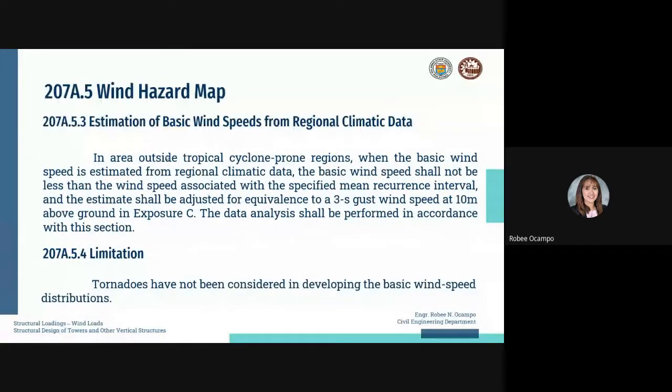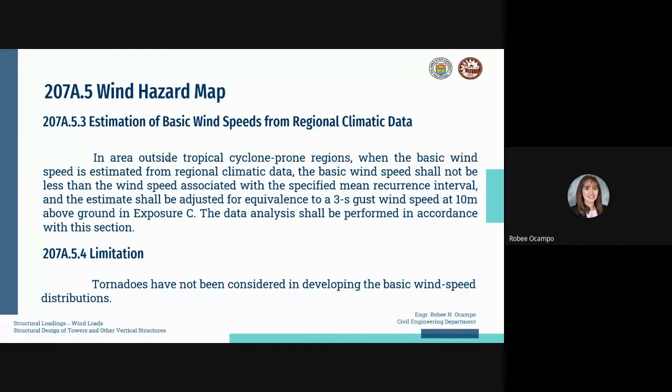So in areas outside tropical cyclone-prone regions, when the basic wind speed is estimated from regional climatic data, the basic wind speed shall not be less than the wind speed associated with the specified mean recurrence interval, and the estimate shall be adjusted for the equivalence of a 3-second gust wind speed at 10 meters above the ground in exposure C. Okay. So of course, while using the wind hazard maps, or our figures, in determining our basic wind speed, there are also some limitations.